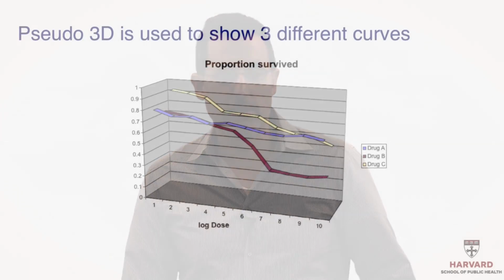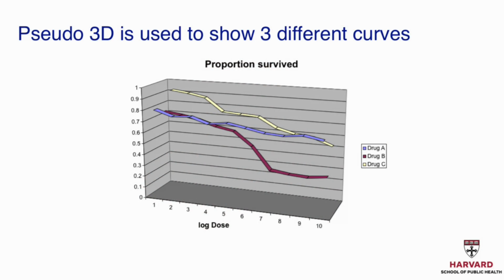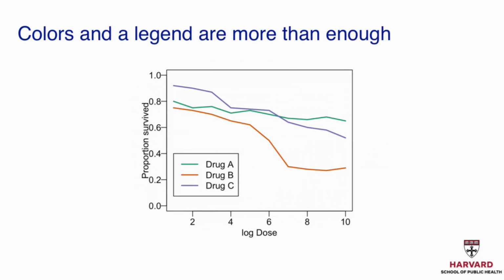So here's an example of a plot that we borrowed from a paper where they're showing three curves. It's shown in 3D. It's actually very hard to figure out where each one is. If you simply put it on a 2D plot, it's much, much easier to decipher what's going on, and here's a comparison of the two.